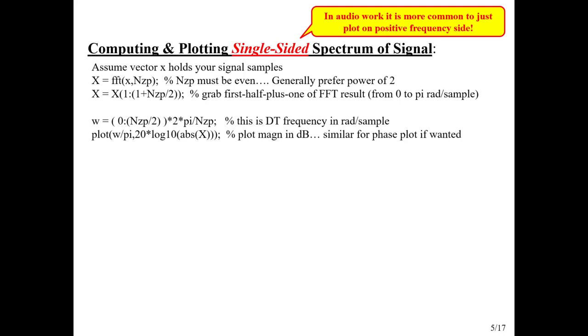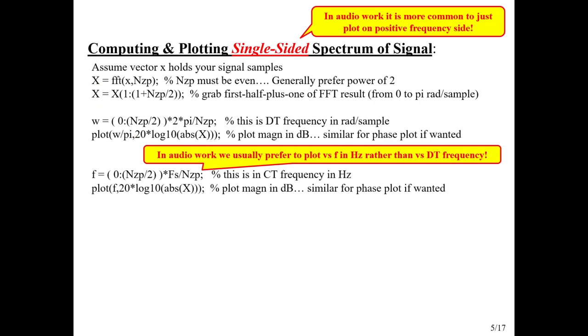Now I need to modify this. So now I'm going 0 to NZP over 2. So NZP over 2 times 2 pi over NZP takes me out exactly to pi radians per sample, okay? And it will turn out that if you do all this correctly, these two vectors will have the same length, and I can plot them. So now I'm going to plot, and I'm going to do my same little trick with normalizing the omega, and I'm going to plot the magnitude in dB, and we would do a similar plot for the phase. I just didn't show it here.